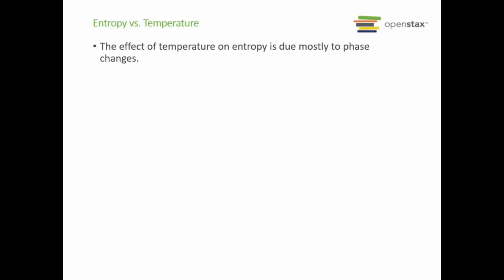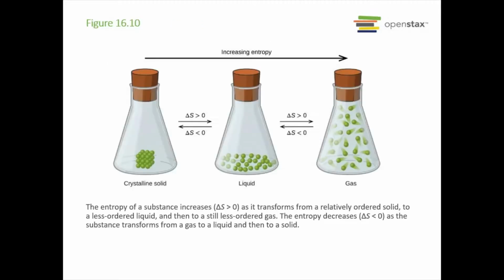So like I kind of talked about with temperature and entropy, the effect of temperature on entropy is due mostly to phase changes. So I take a solid and it becomes a liquid. The entropy is increasing because it's losing order. Solids have an order about them, right? They have an ordered solid, and then it becomes this less ordered liquid, and then even more entropy as they become an even less ordered gas.